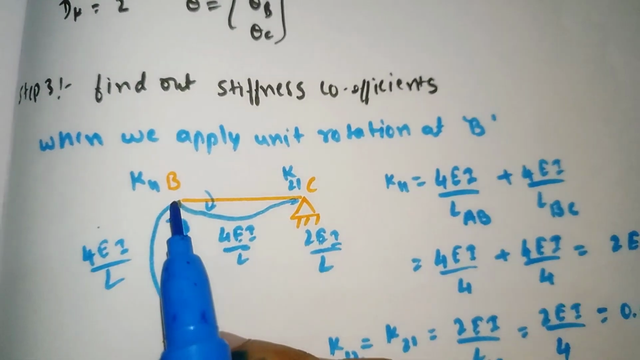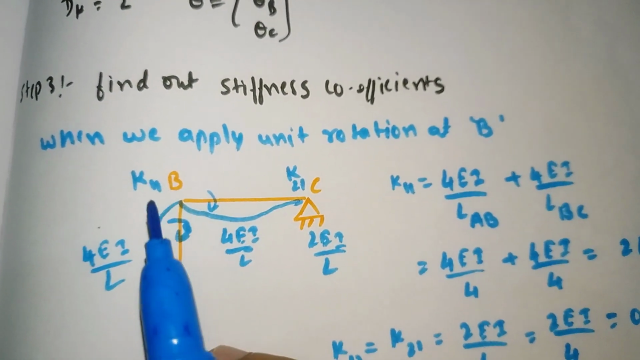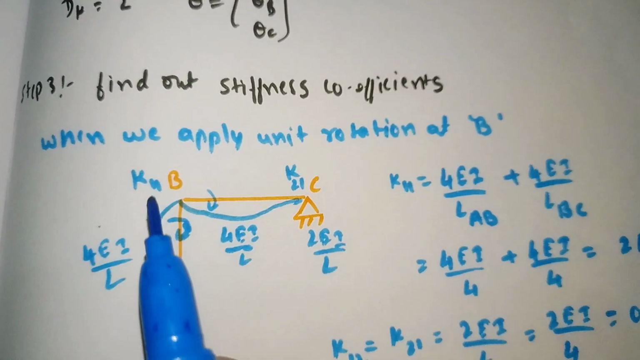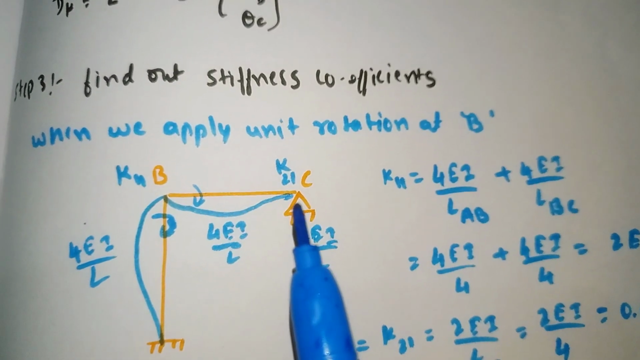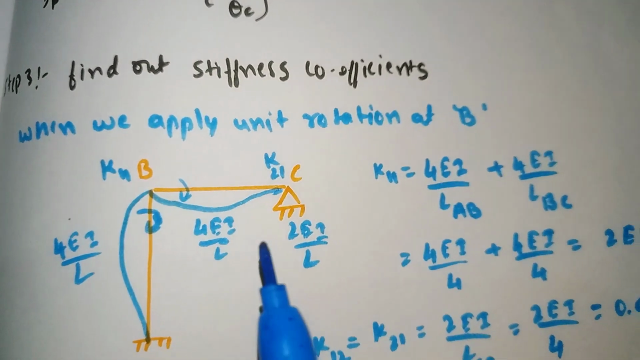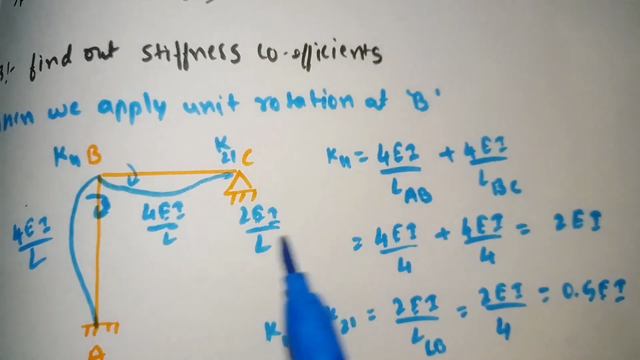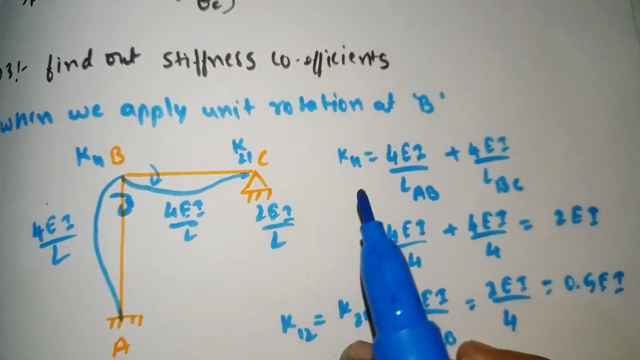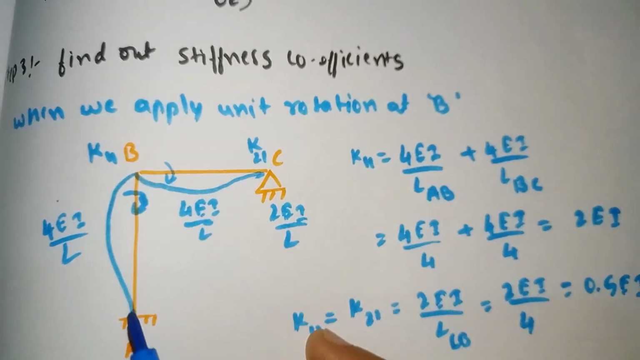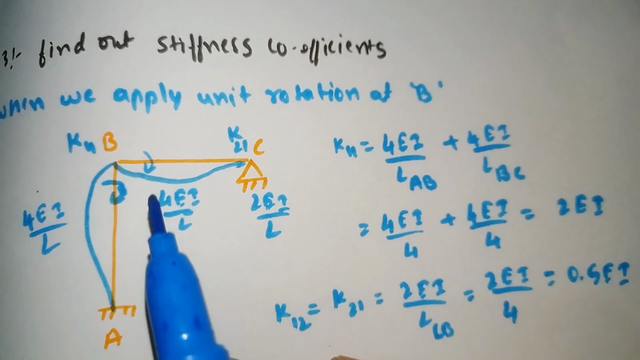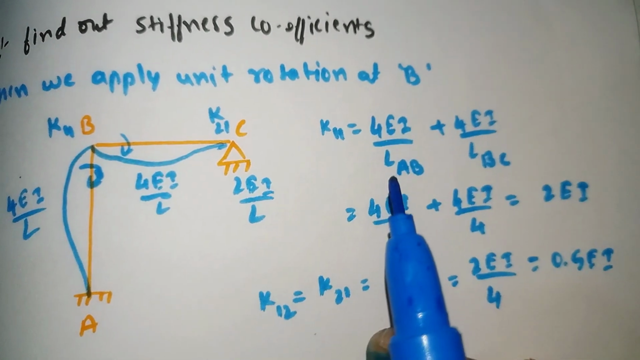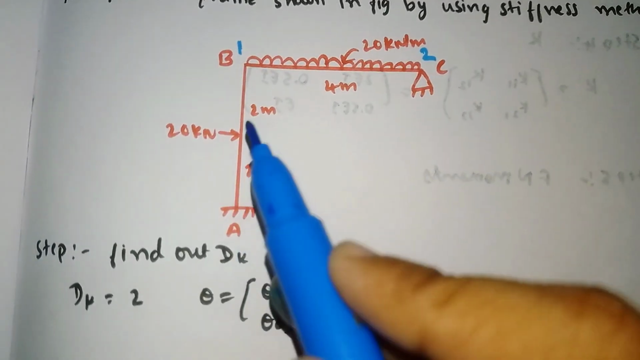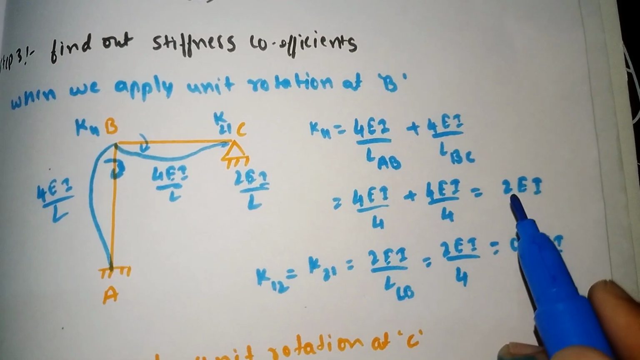So K11 is nothing but the force developed at coordinate number 1 due to the unit rotation applied at coordinate number 1. K21 is nothing but the force developed at coordinate number 2 due to the unit rotation applied at coordinate number 1. So K11 is the summation of these two: 4EI divided by the length of span AB and 4EI divided by the length of span BC. Substitute all the values. The length of AB is 4 meter and the length of BC is 4 meter.